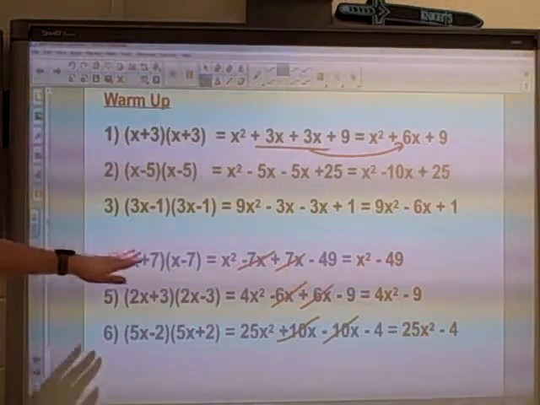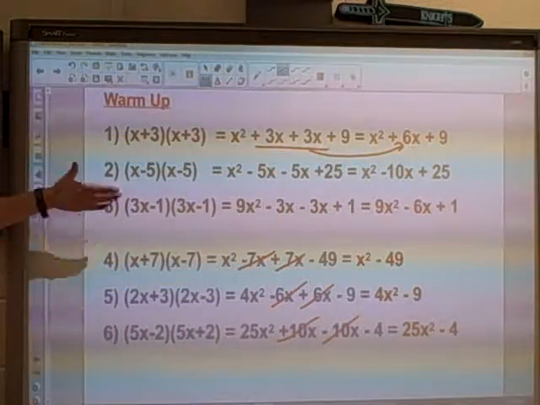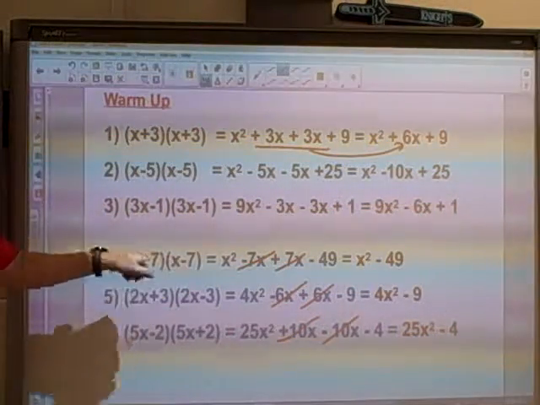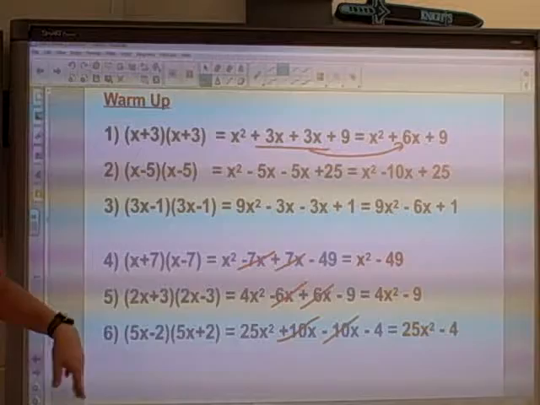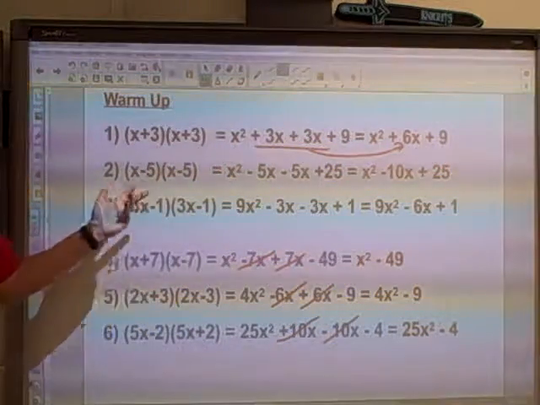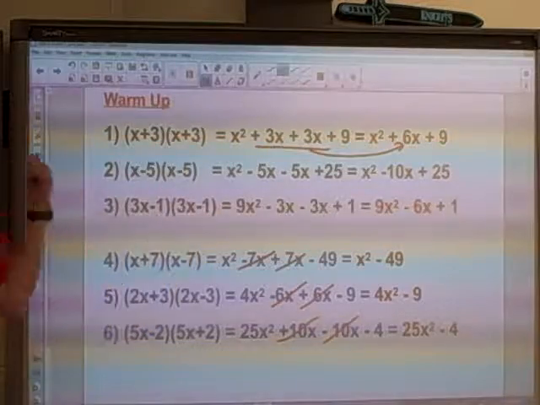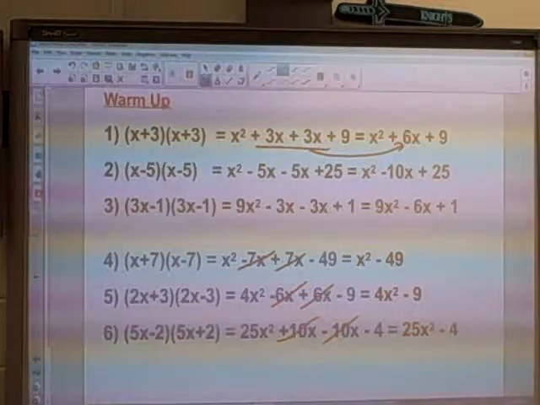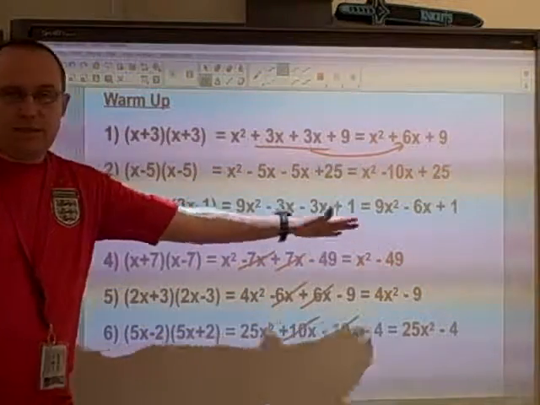The thing to notice about this, when this actually happens, is that we have exactly the same terms, but one of them is positive and one of them is negative. So we've got x plus 7, x minus 7, 2x plus 3, 2x minus 3. It didn't happen up here because we actually had identical terms, 3x minus 1, 3x minus 1. So if you have one positive and one negative, keep an eye out for that type of question, because you are going to get that simplifying.